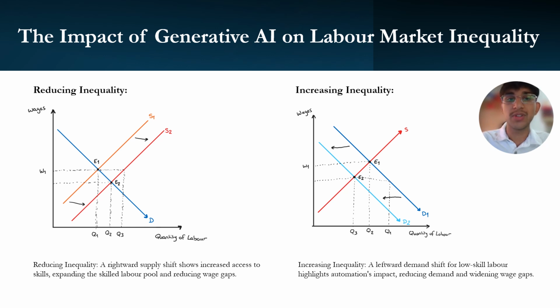The larger pool of skilled workers leads to reduced wage inequality, as the market would adjust to the increasing availability of talent. This promotes inclusivity by enabling more people to compete for higher paying jobs.